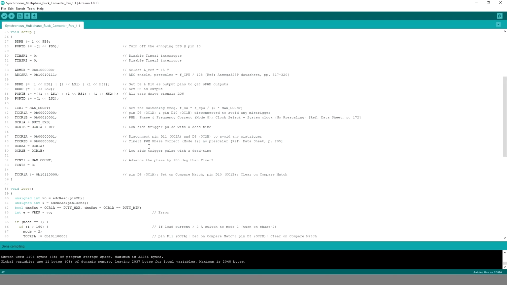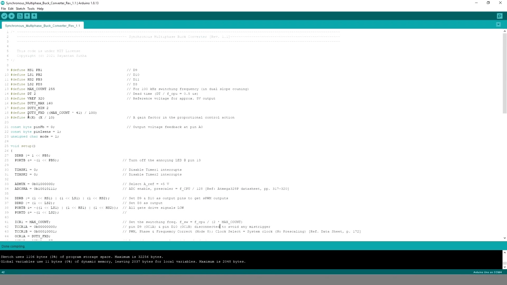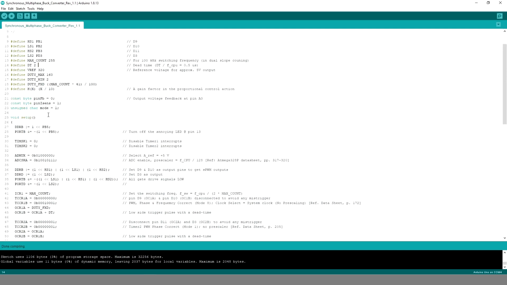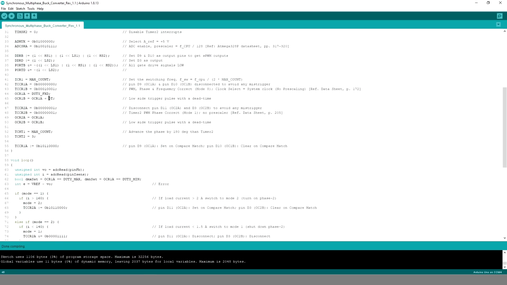A 125 nanosecond dead time is introduced between the high side and low side gate triggers. The gate pulses for both phase 1 and phase 2 are identical, only there will be a 180 degree phase difference between them. To do that, first I am loading timer counter 1 with the counter top value, then loading timer counter 2 with 3. TCNT2 actually should be 0 when TCNT1 is at top value. But 3 is to compensate the time the microcontroller requires to execute the command. This will give an 180 degree phase lead to the phase 1.